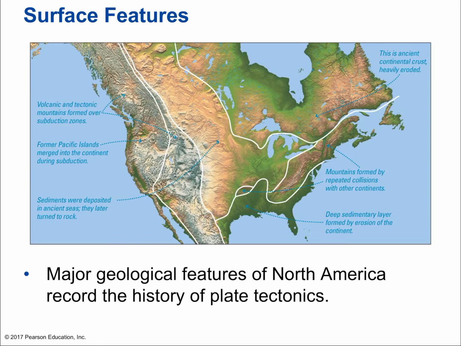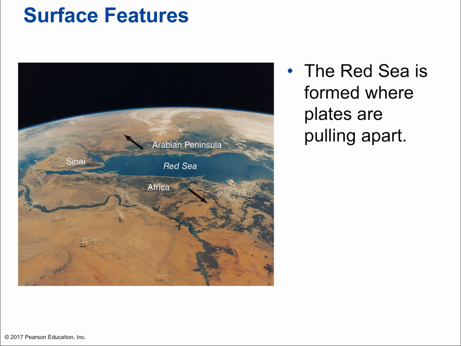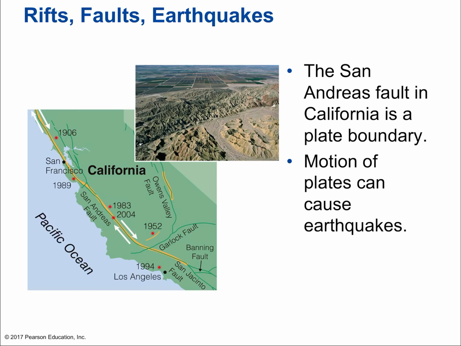Okay? So major geological features of North America record the history of plate tectonics. We can look for lots of evidence of that. The Himalayas formed from the collision between plates. We had one plate crashing into another. In this case, one plate is not sliding under the other, but they're just pushing into each other, creating a huge ridge, the largest mountains on Earth, the Himalayas. The Red Sea is formed where plates are being pulled apart, basically leaving a gap, and water filled that gap.